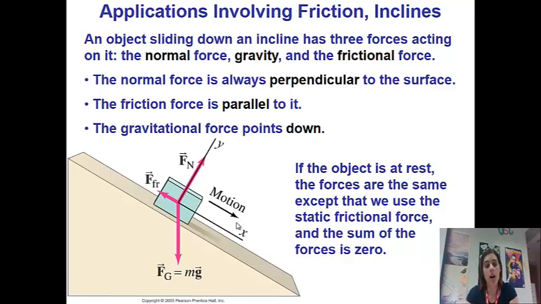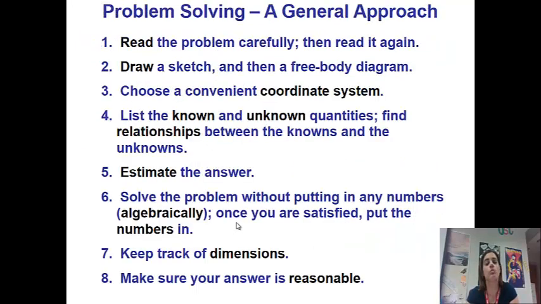For inclines, okay, your normal force is going to be perpendicular to the surface. Friction's going to be parallel to the surface. So you take those into account. Your gravity force is what you want to break into components. And we've done this quite a bit.